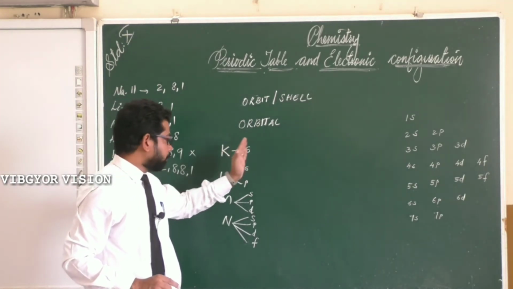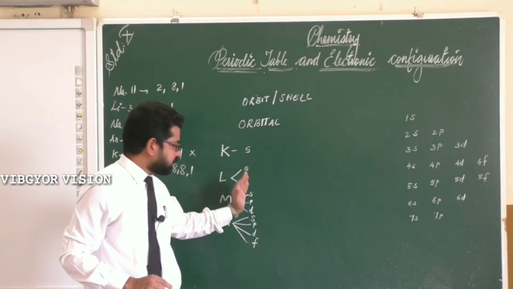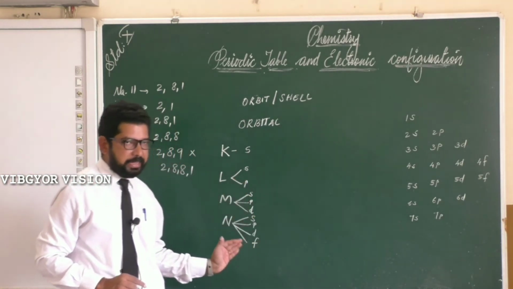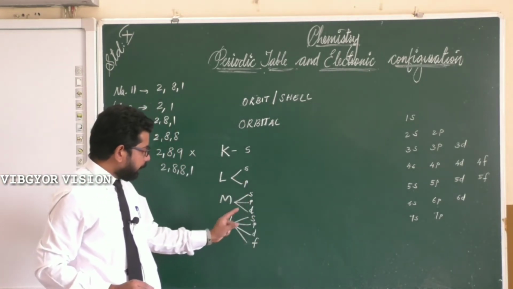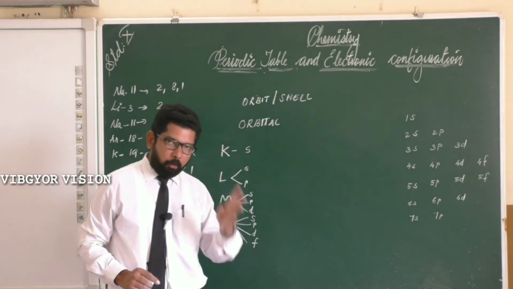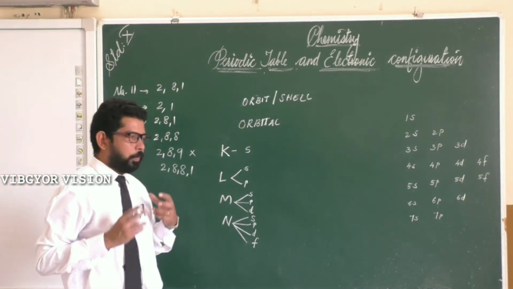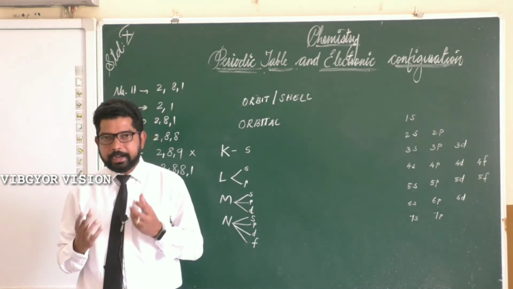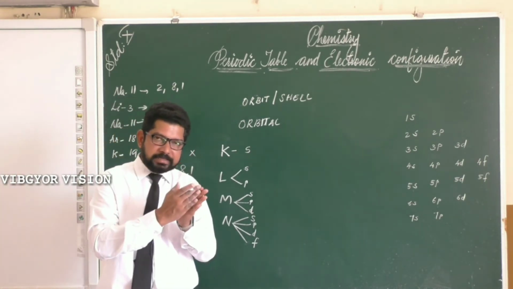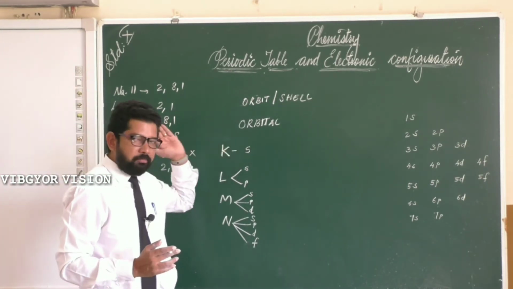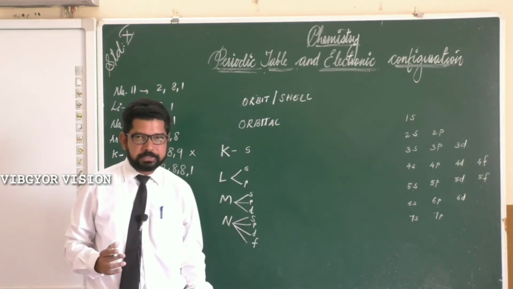In K, there is only one subshell. In L, there are two subshells, s and p. In M, there are three subshells, s, p and d. Then in N, there are four subshells: s, p, d and f. So you might have got some idea regarding subshells. There are the shells, and inside the shell there are subshells. K has only one subshell, the remaining have more than one.